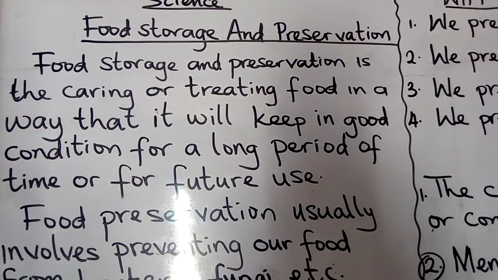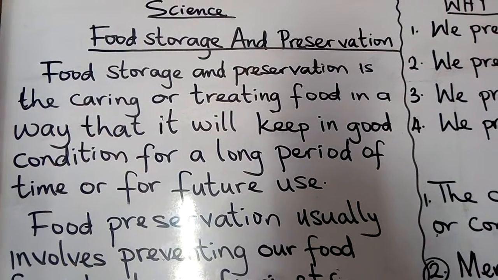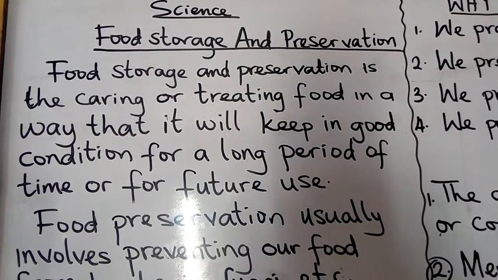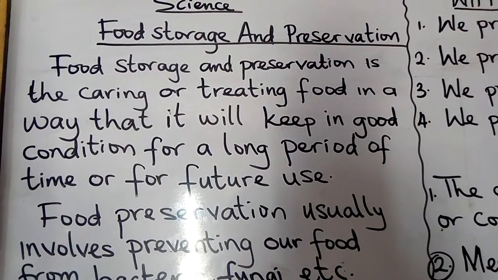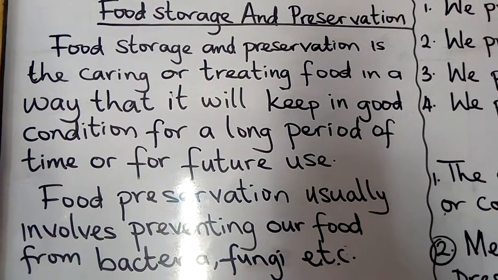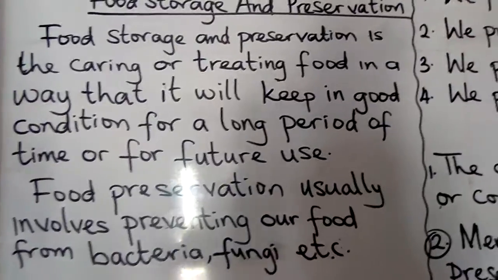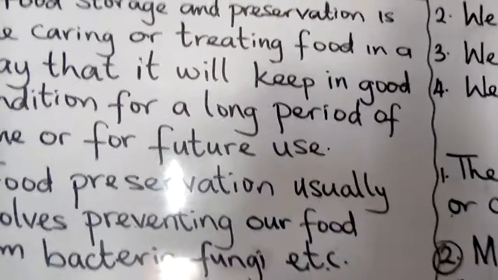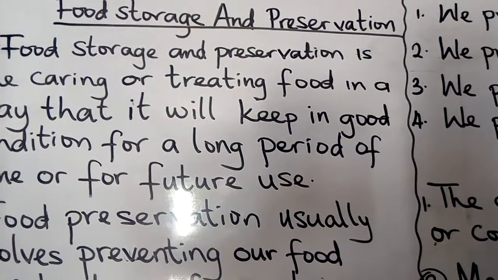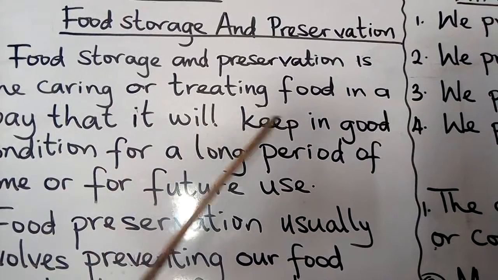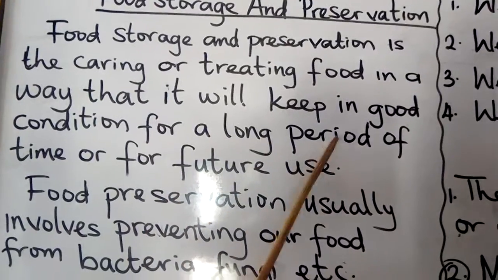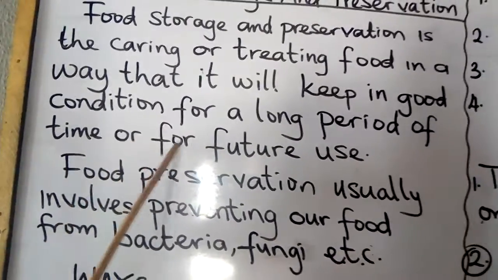Food storage and preservation is the caring or treating of food in a way that it will keep in good condition for a long period of time or for future use. When you talk about food storage, we are talking about caring for or treating food in a way that it will keep in good condition for a long period of time or for future use.